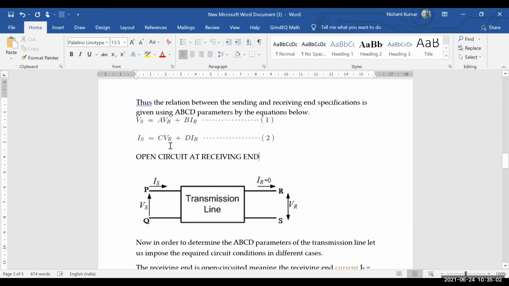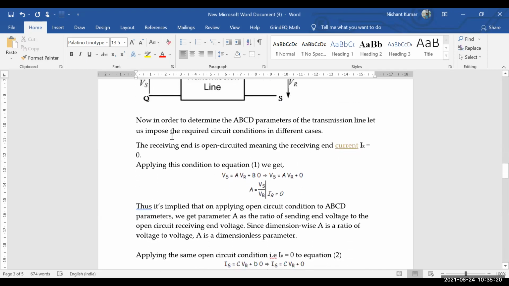The same process you have to apply after connecting all the equipment in the T model or pi model. We have to do one open circuit and one short circuit, so we'll get the VS, IS and VR values, or VS, IS and IR values. Then accordingly we can find A, B, C and D respectively.